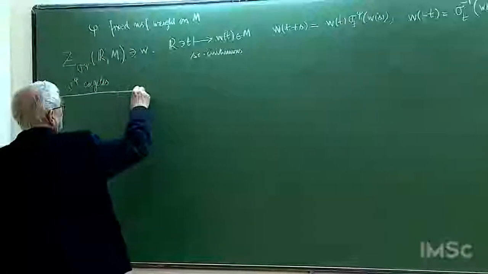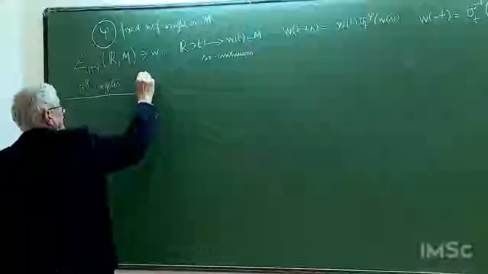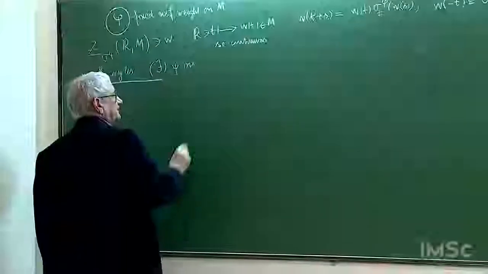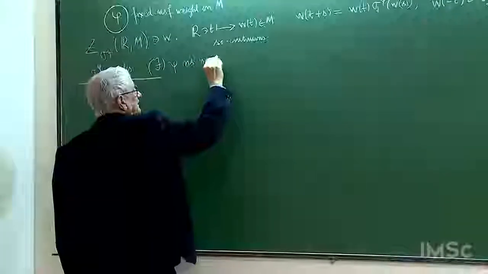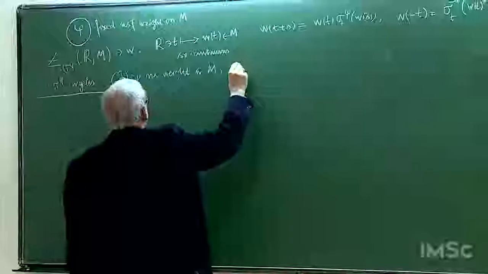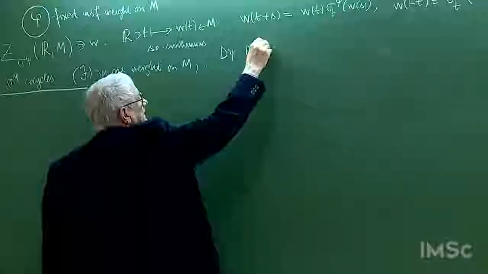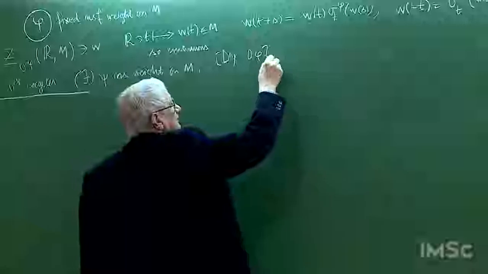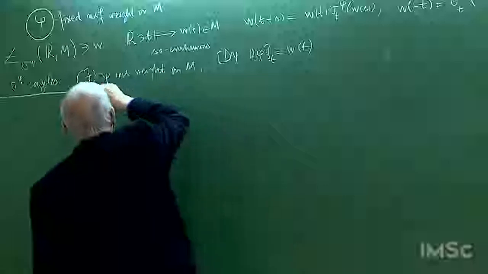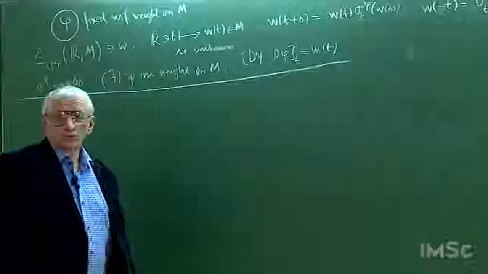Now, the point is that this is fixed. Then there exists psi, a normal semi-finite weight on M, such that the Connes cocycle d psi over d phi is equal to V_t. That is the theorem I want to prove first.